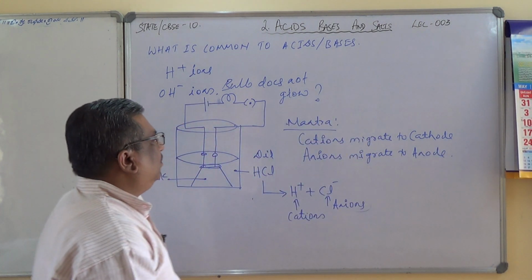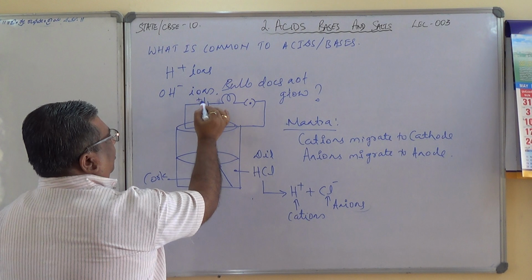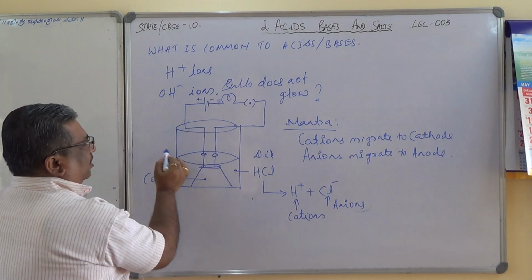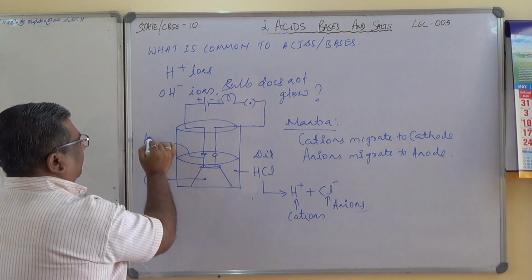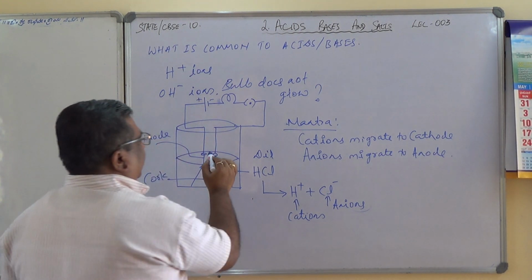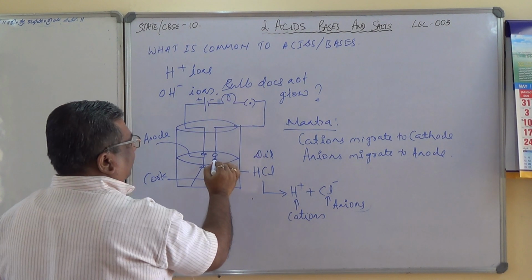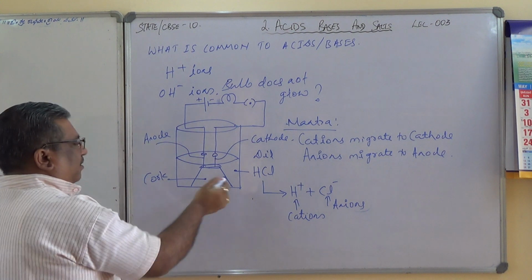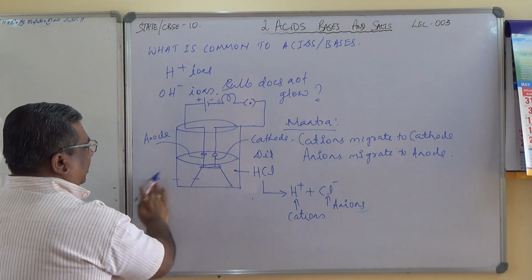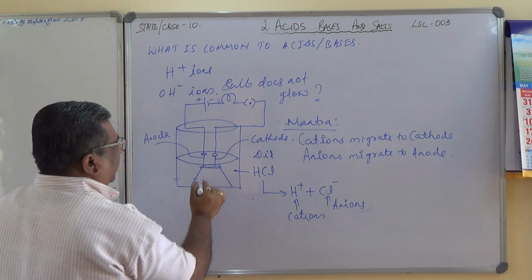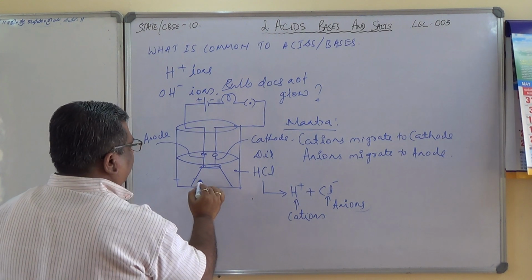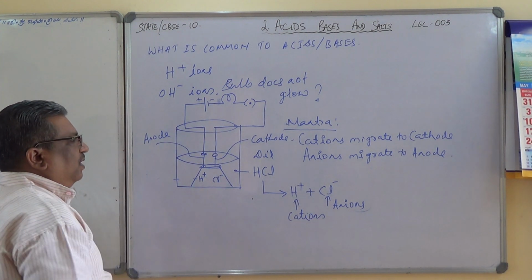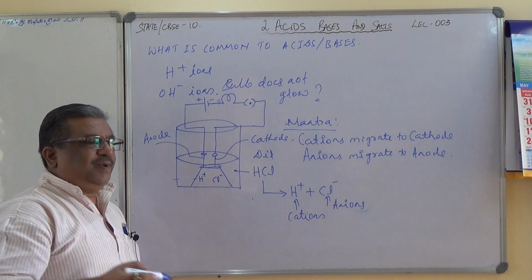Okay, what is cathode and anode? Here this is a positive terminal, this is a negative terminal. The electrode that is connected to the positive terminal is called anode. The electrode that is connected to the negative terminal of the battery is called cathode. Inside the solution you have H plus ions and Cl minus ions.